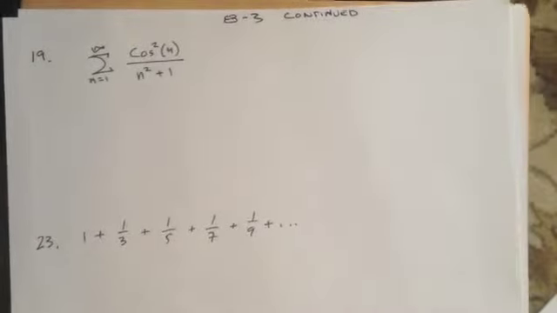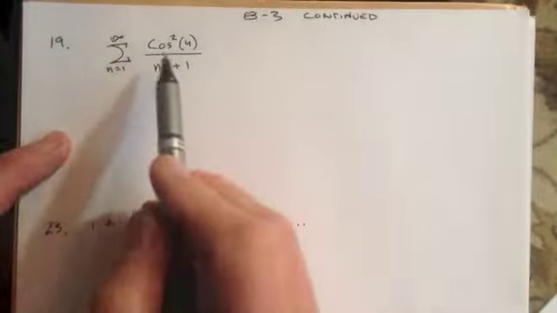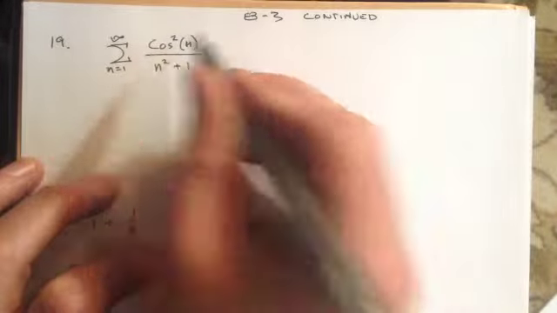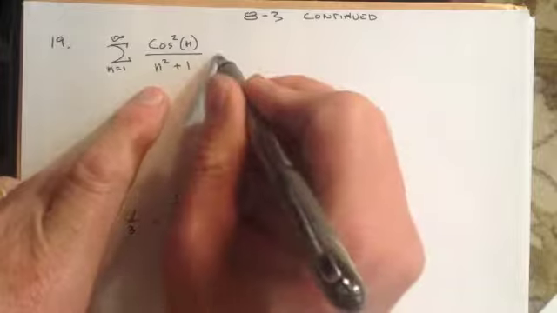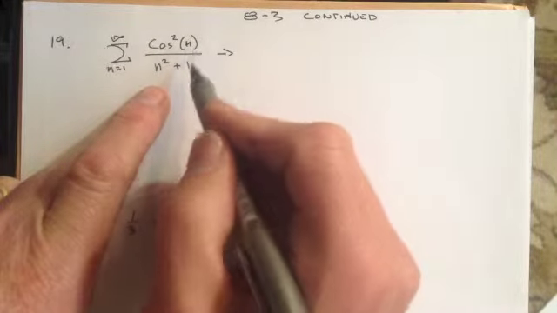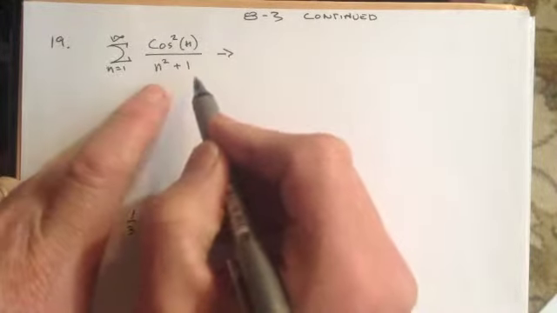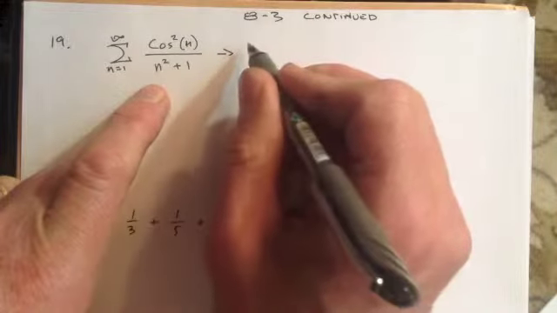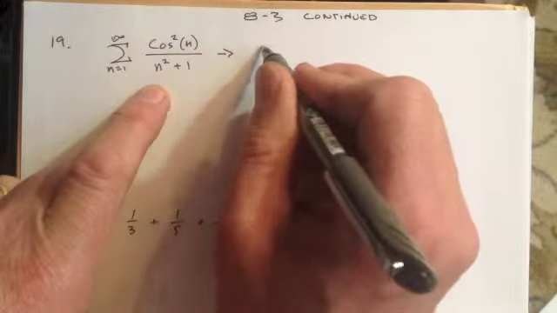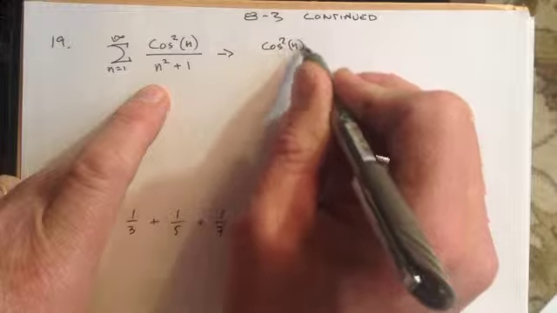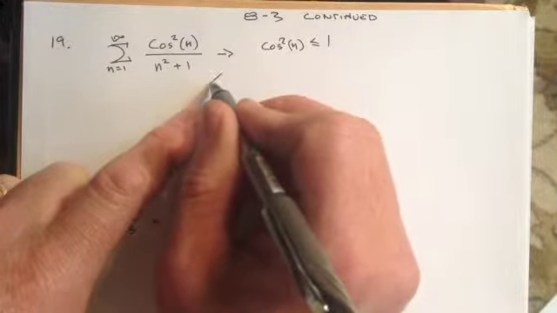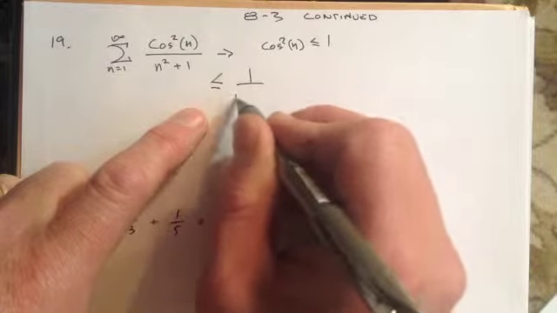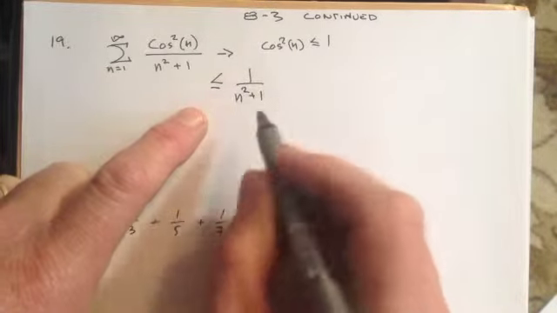In this one, we have cosine squared of n over n squared plus 1. Well, I'm just going to cut to the chase on this. We could do the comparison test in this case, but we know that the top is going to be less than 1, right? So cosine squared of n is always less than or equal to 1. So I can say that this whole thing is less than or equal to 1 over n squared plus 1.